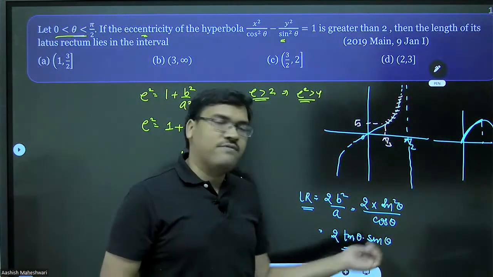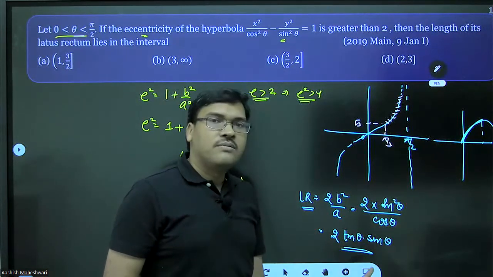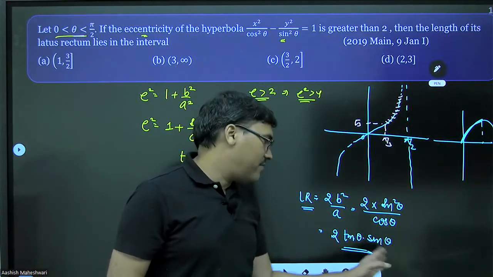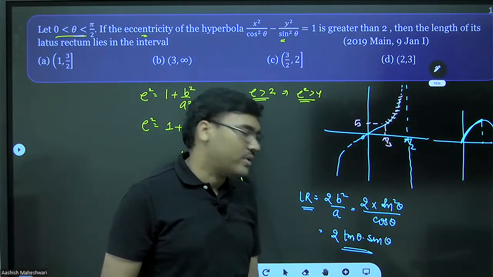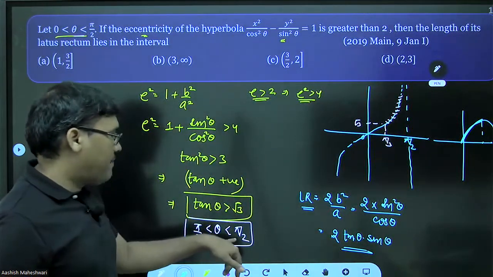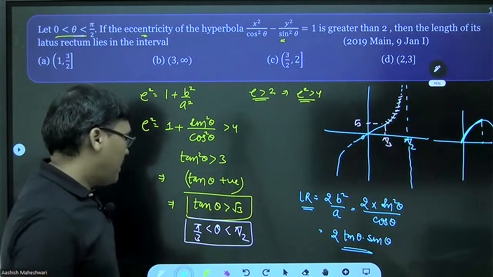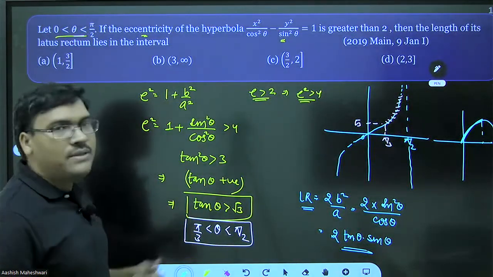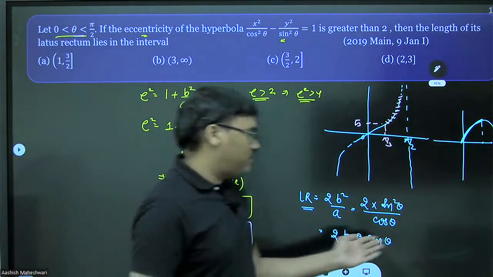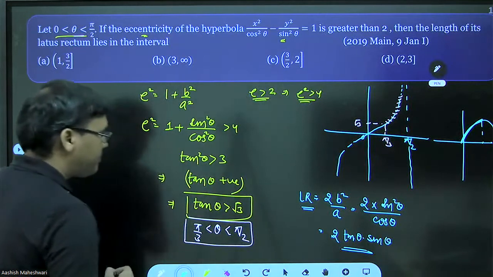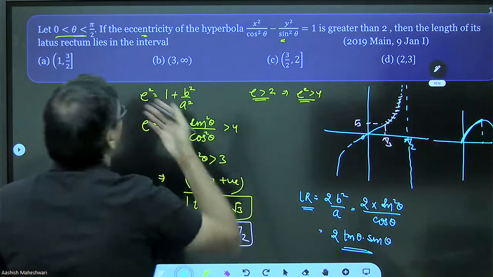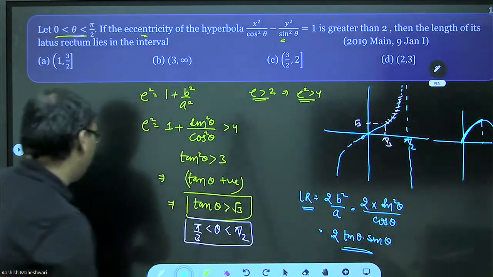Otherwise, what you can do is you can differentiate and check that this function is an increasing function by dy by d theta. You can check that. So if this function is an increasing function, can we say its maximum value will be approaching pi by 2, and its minimum value will be at pi by 3? That will be at pi by 3. So now, what is the minimum possible value of this? You can see here. Let me write it here. What you have to find is the length lies in the interval. So what is the minimum possible value?